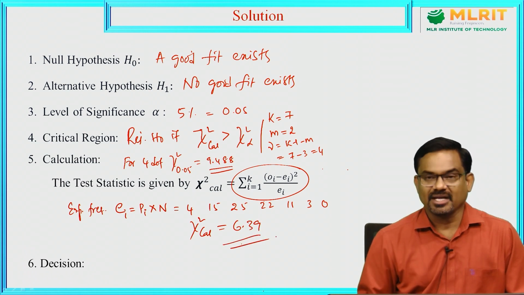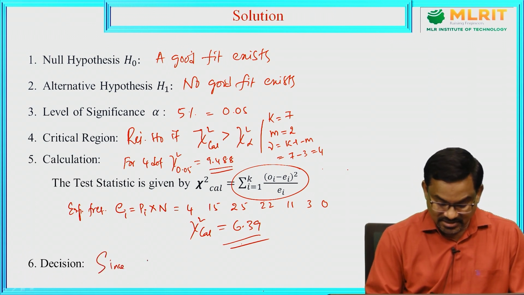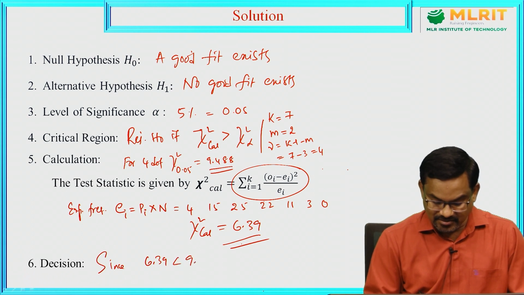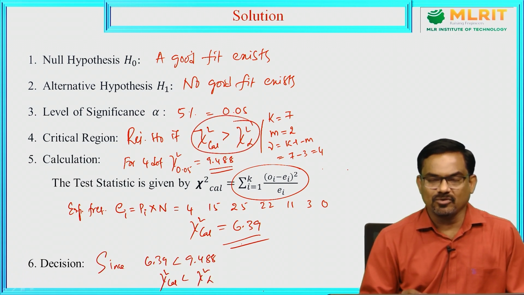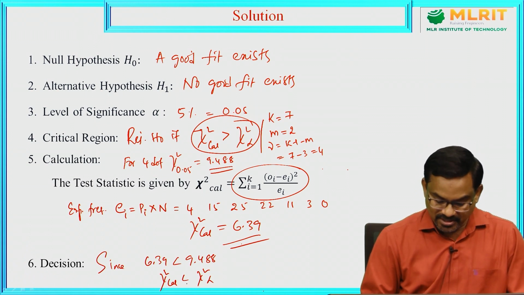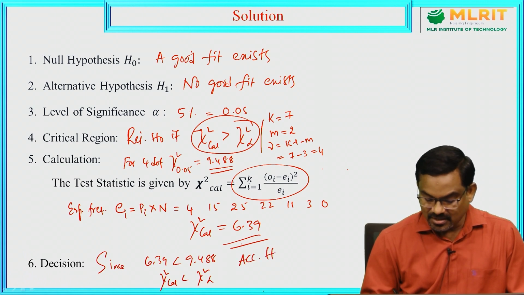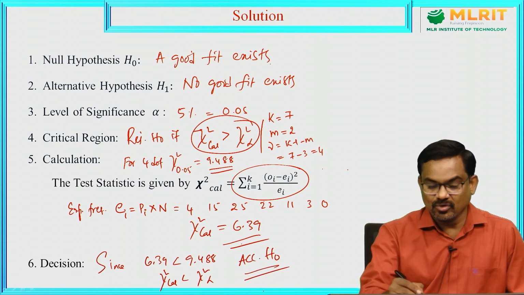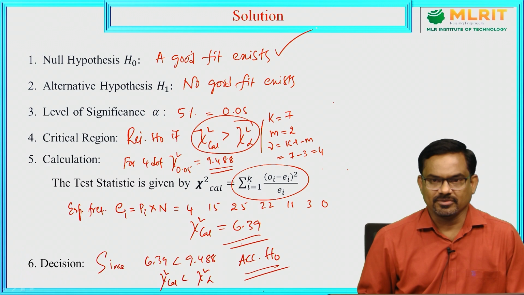So this is the calculated value, and 9.488 is the tabular value. Since 6.39 is less than 9.488, chi-square calculated is less than chi-square alpha. If the calculated value is more than the tabular value, we reject the null hypothesis. But here the calculated value is less than the tabular value. Hence, we accept the null hypothesis H0, that a good fit exists between the given data and the theoretical distribution, the binomial distribution. So like this, we perform the goodness of fit test for the given frequency distribution table.